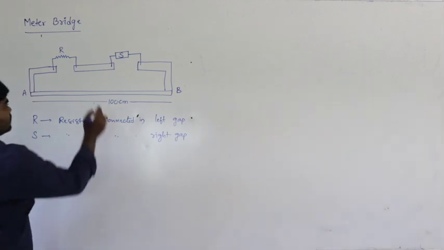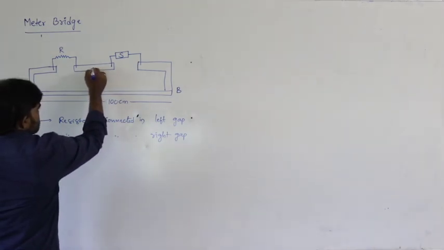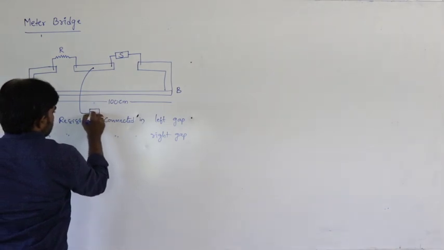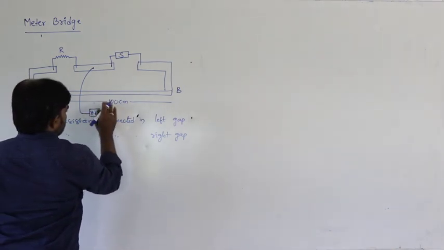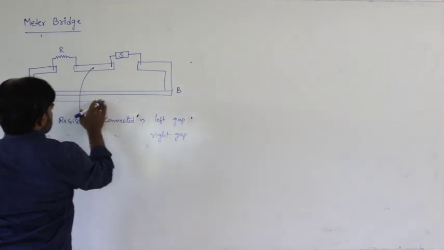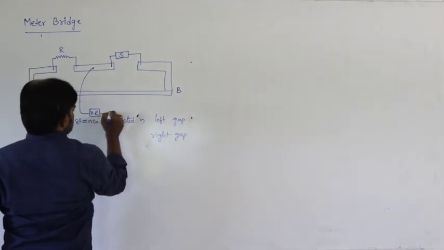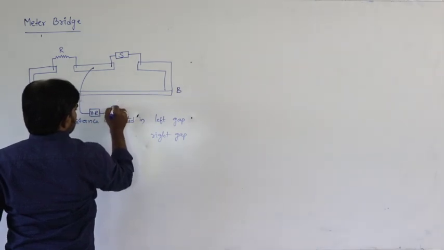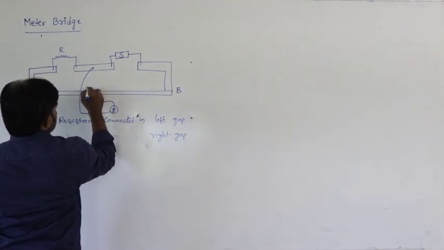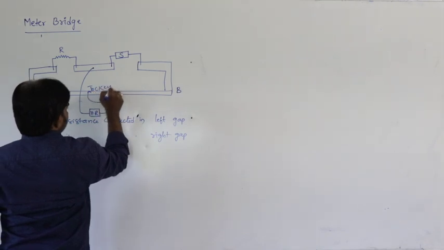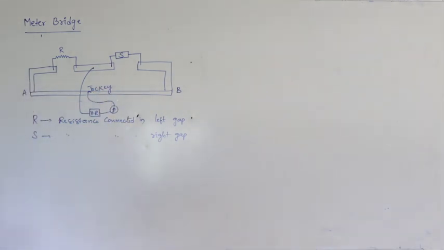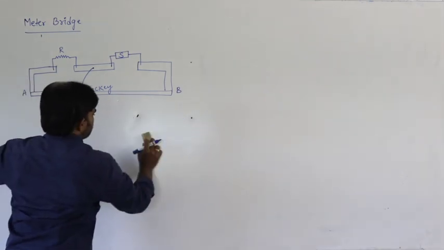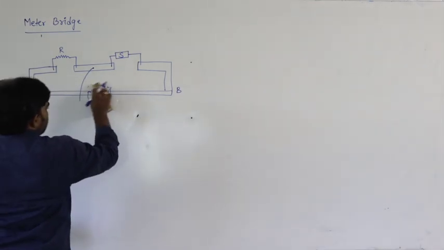Let us see here. The middle point of this is connected to a high resistance box, and this is in turn connected with a galvanometer, and it is connected to the jockey. So, this is the arrangement of the meter bridge, and this is the jockey.